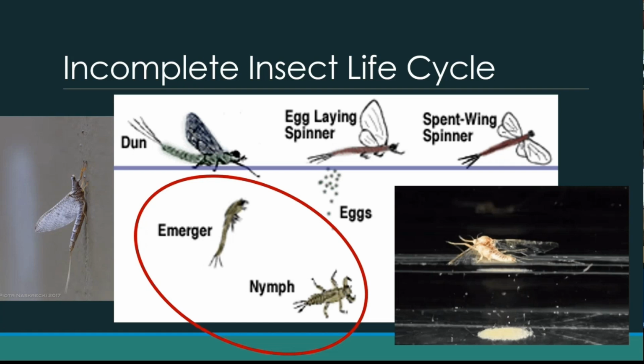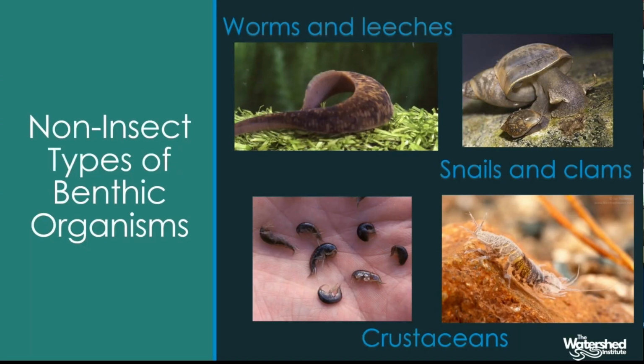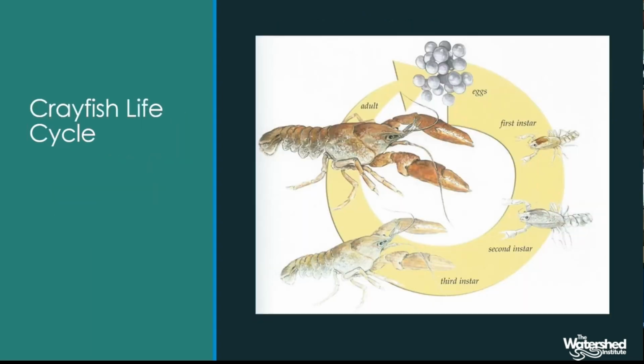So if we look back to this image where we see the eggs, they're hatching immediately. Look how small they are in comparison to that adult on top. We can see insects anywhere along that scale. So there's a great diversity in size and also just how they look as they move from phase to phase. We have a lot of non-insects as well that we'll find, things like worms and leeches, snails and clams, and the crustaceans. That could be scuds, sow bugs, and crayfish.